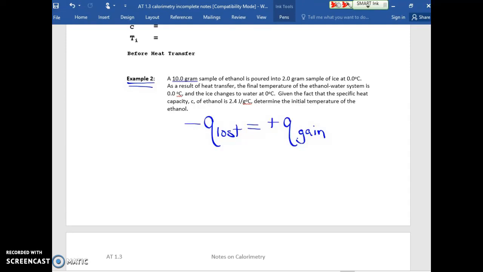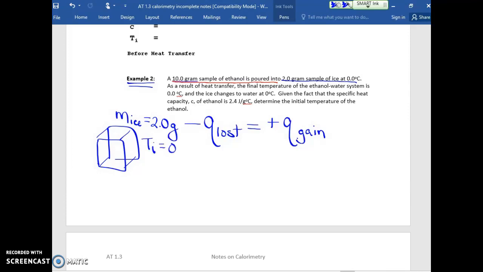Let's read this together. A 10-gram sample of ethanol is poured into a 2-gram sample of ice at 0. So let's imagine this. We have an ice cube originally, like so. The mass of ice is 2 grams. It's originally at 0, that is, its initial temperature is 0 degrees Celsius. And what we did is we just poured a little bit of ethanol, like this, maybe like a little pan here.